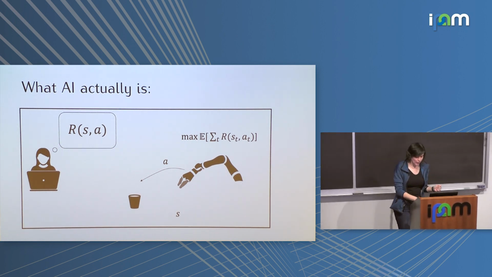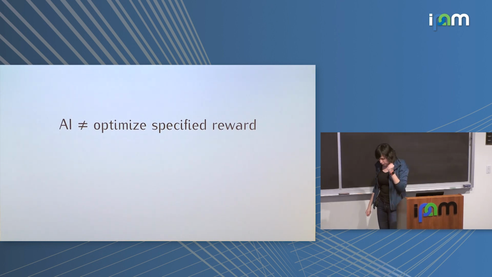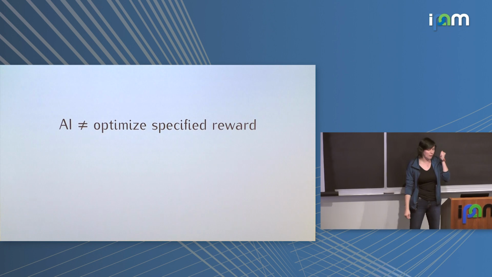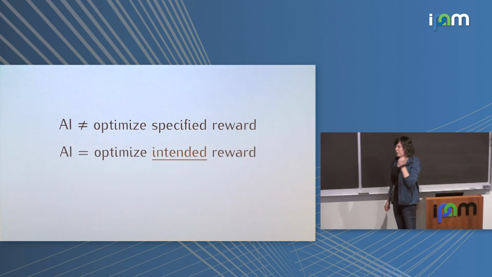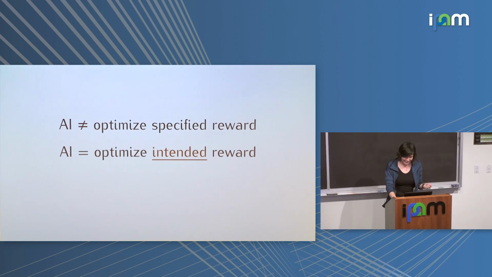Okay, so in a nutshell, I think we shouldn't be trying to optimize specified reward because the specified reward is often wrong. What we should try to do is optimize intended reward. But intended reward is a very nasty thing, right? Because it's in the person's head.